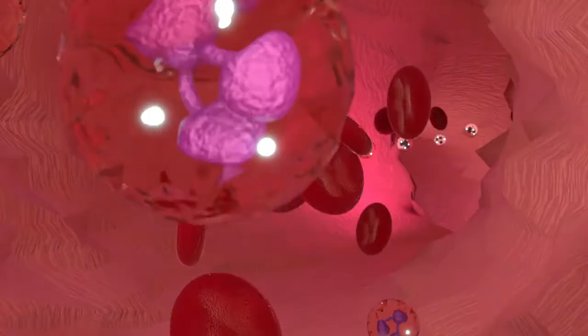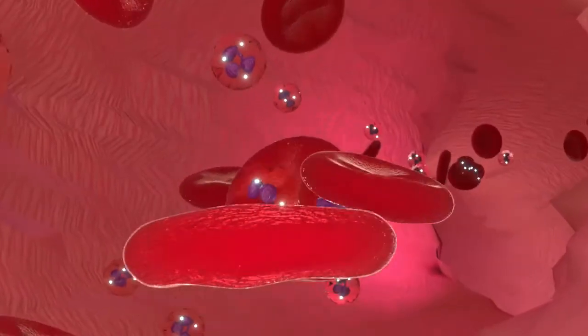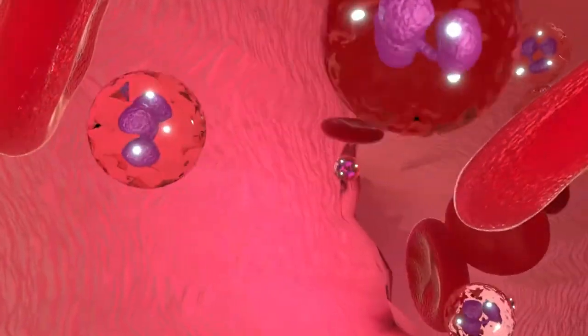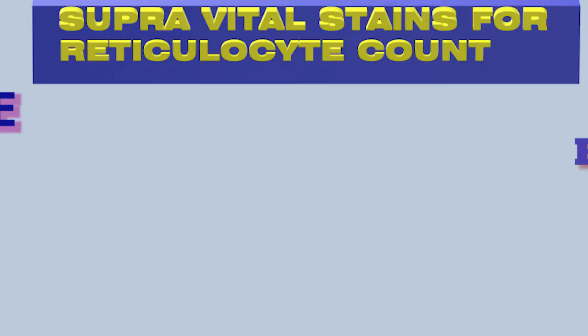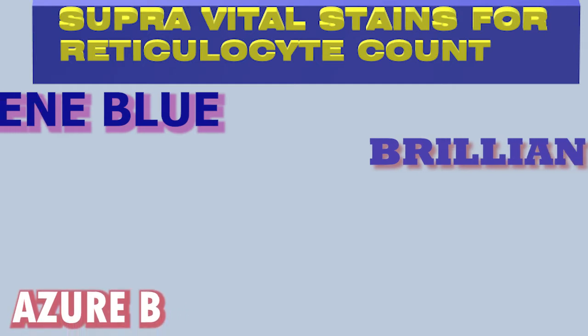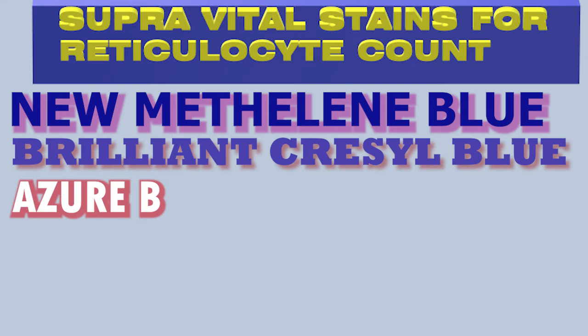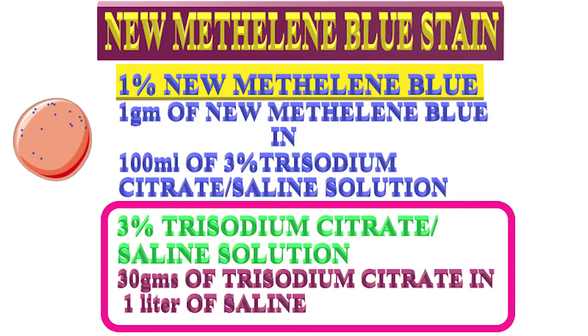For the staining method, supravital stain is used. That means we are going to stain a live cell. Usually we make a smear and do the staining later, but in supravital stain we stain the cells, then we make a smear. New methylene blue stains reticulofilamentous material in reticulocytes more deeply and uniformly than other stains. Brilliant cresyl blue was used earlier, but it showed variation from sample to sample, so it is not used. Azure B can be used as an alternative to new methylene blue, but it does not precipitate.